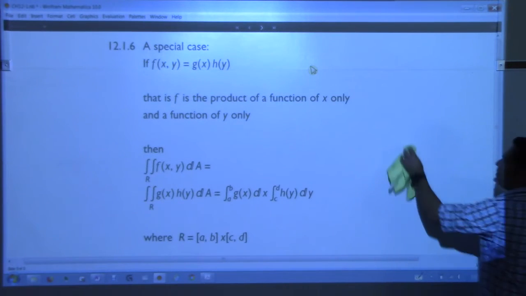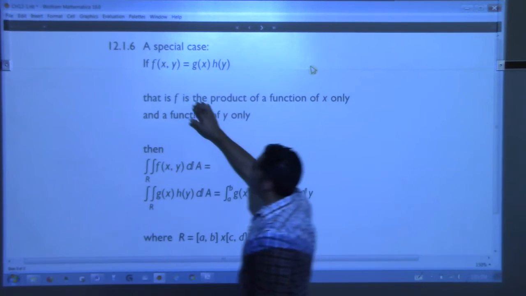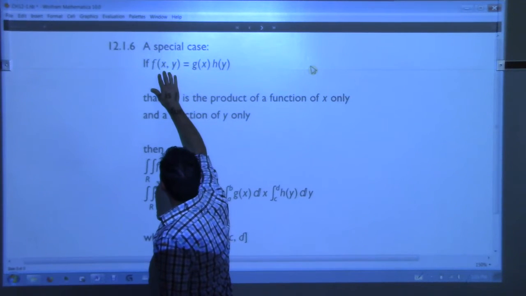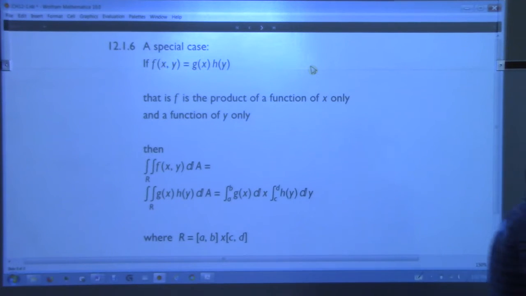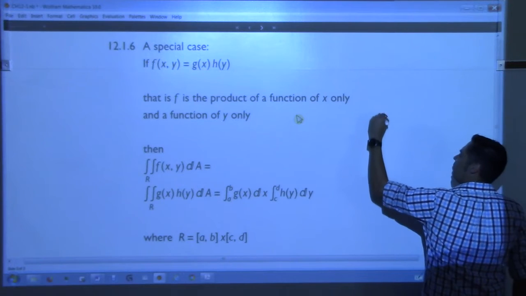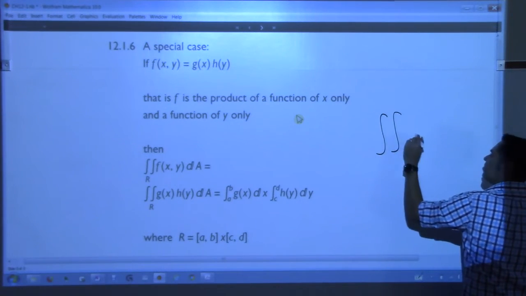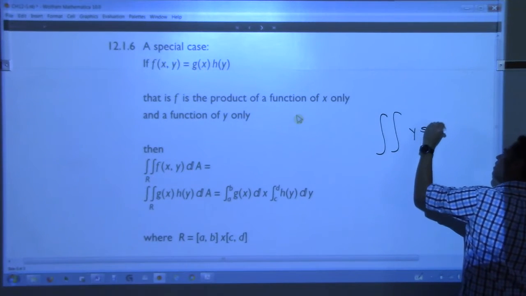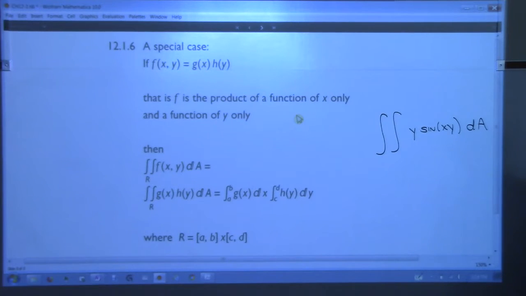All right, this is a special case. Let's say that we have a surface. This is our surface function, but let's say that it's equal to g of x times h of y. That's our special case. So let me give you an example. I want you to take a look at this. Say we have a double integral, and in here we have y sine of xy dA. Is this the special case?